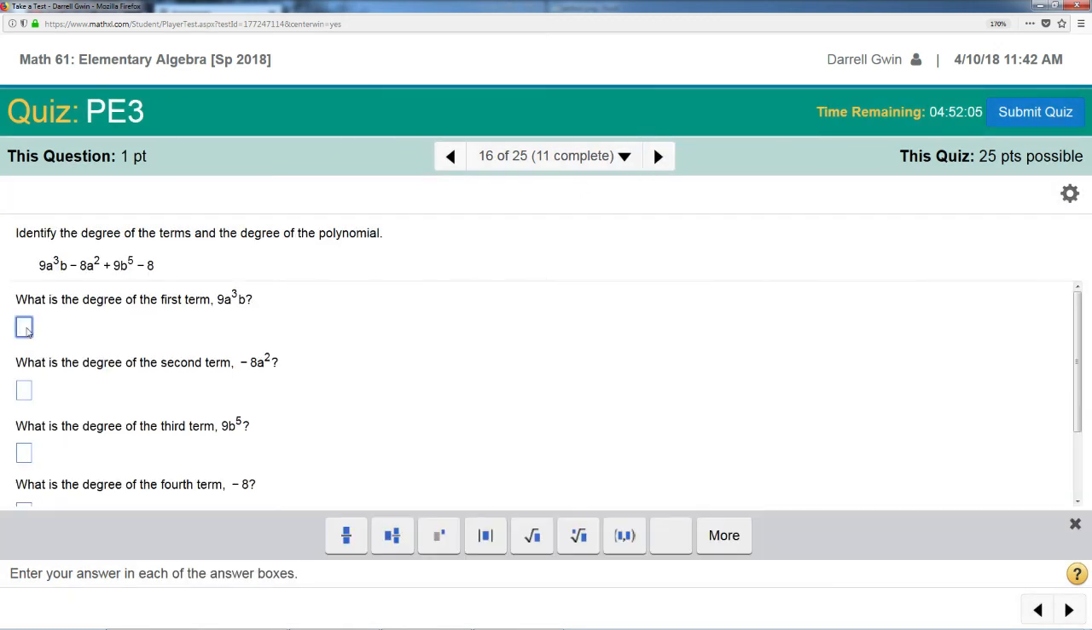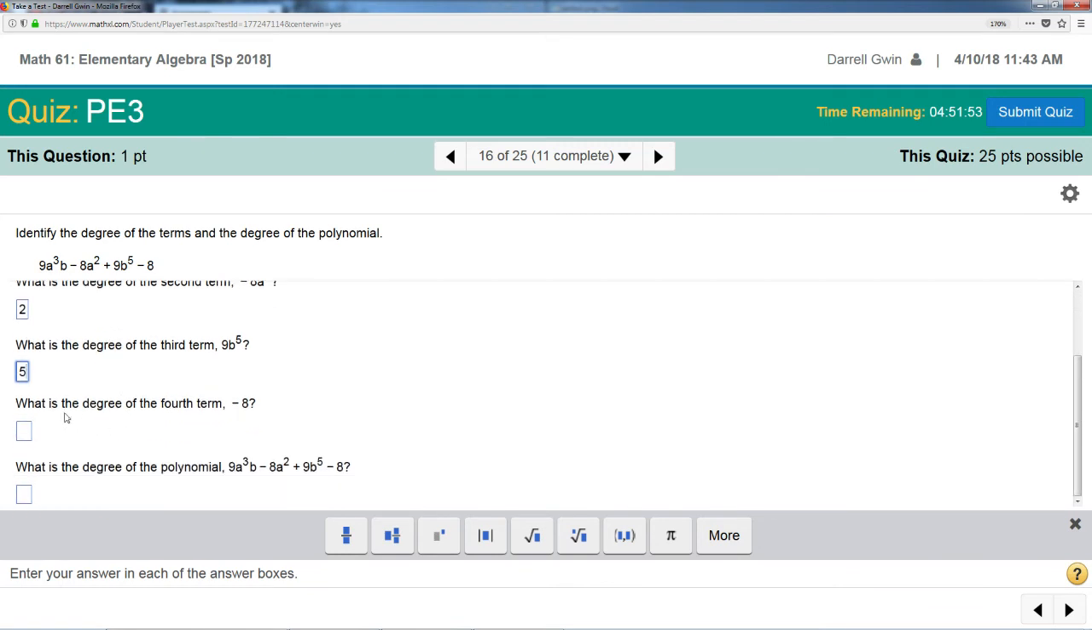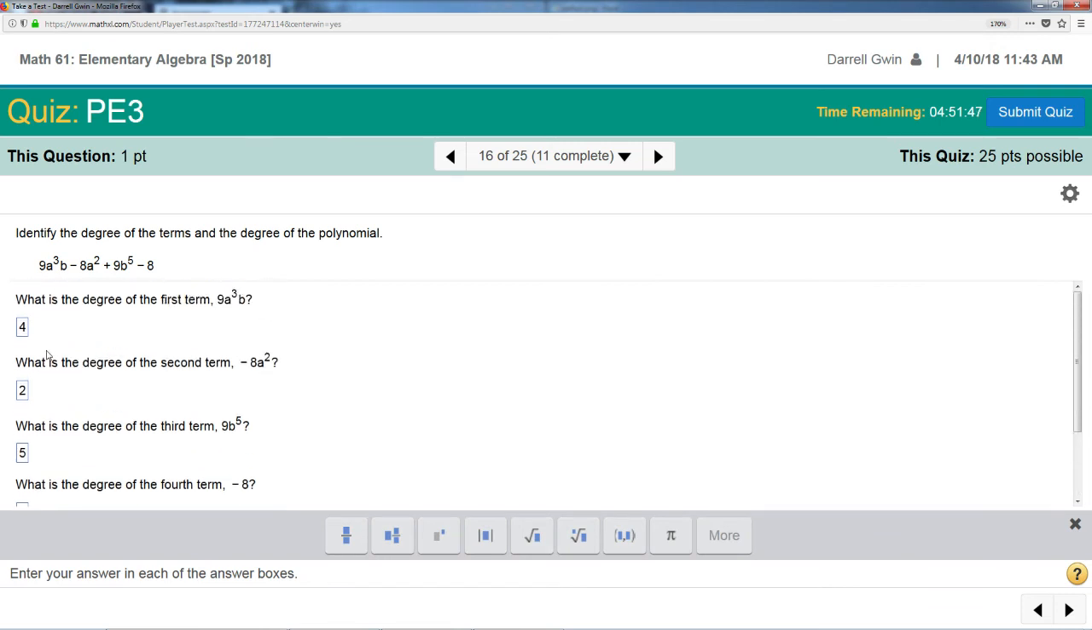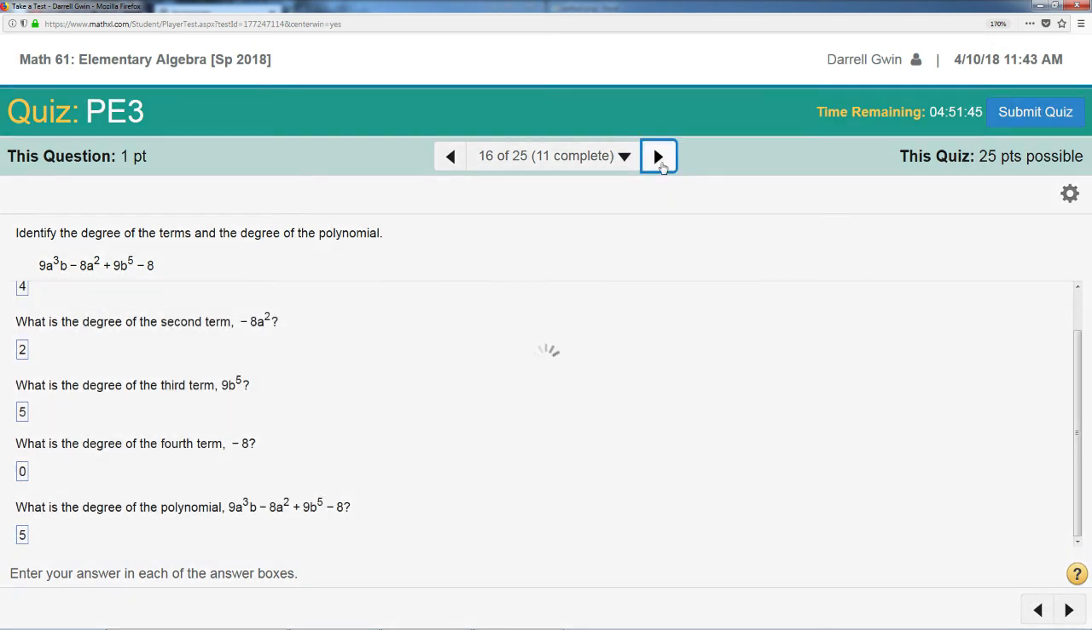What's the degree of the first term? 3 plus 1, 3 A's and 1 B is 4 letters total. Second term, 2 A's, degree 2. 5 B's, degree 5. No letters, degree 0. The highest degree term is the 5. That should be it.